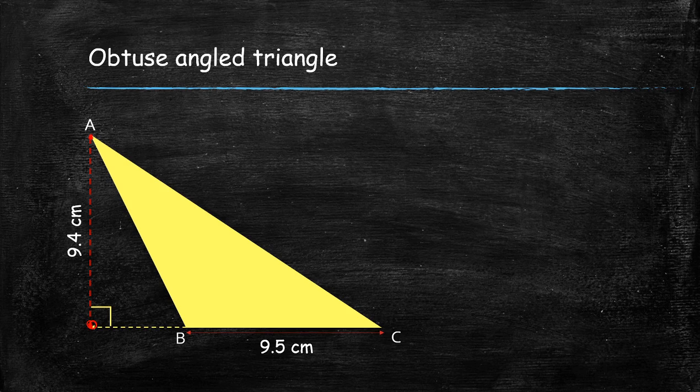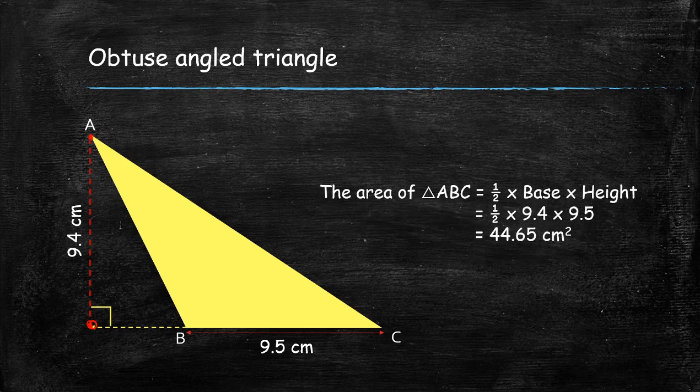Now we notice that the height of the triangle is outside the triangle, it is not inside the triangle. In obtuse angle triangle, only in this case the height is outside the triangle. So now we got the height, we got the base. Triangle ABC has the area of half into base into height, half into 9.4 into 9.5 equal to 44.65 centimeter square.